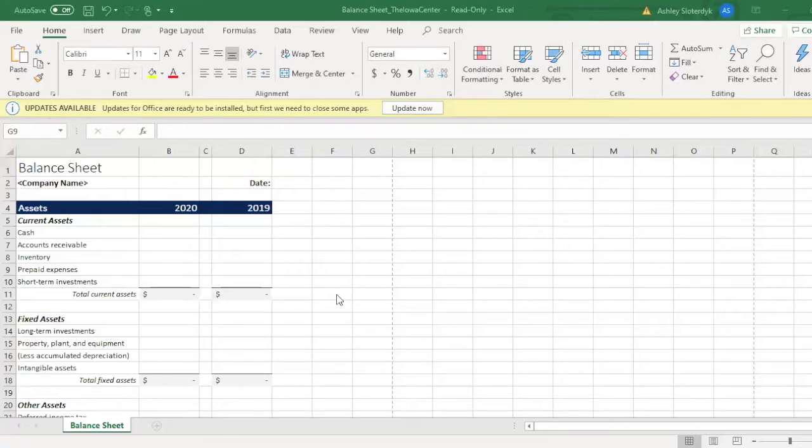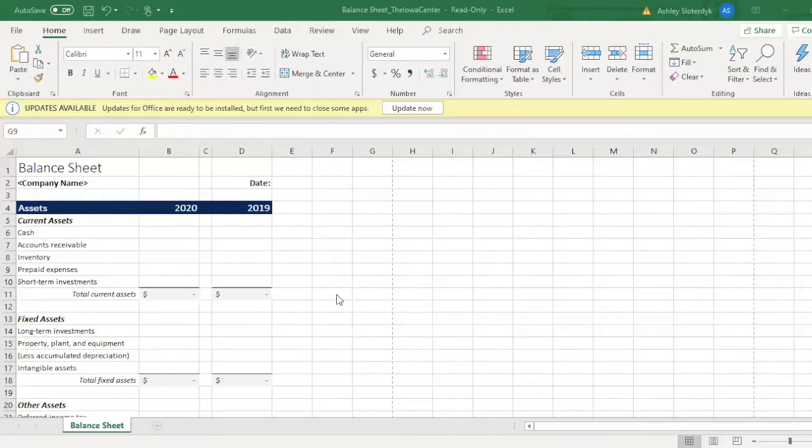Let's talk about what goes into a balance sheet. A balance sheet has assets and it has liabilities and equity. And those two things should equal out when you're done doing your balance sheet. So assets equal liabilities plus equity. Let's begin with the assets. There are two different kinds of assets. There are current assets and fixed assets.